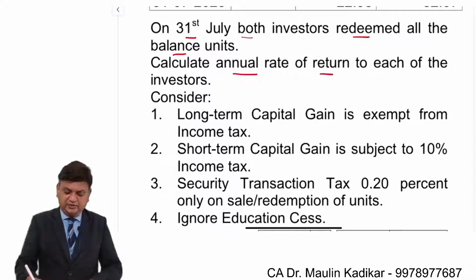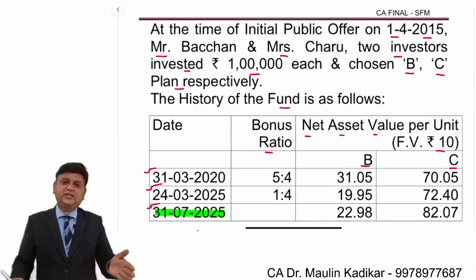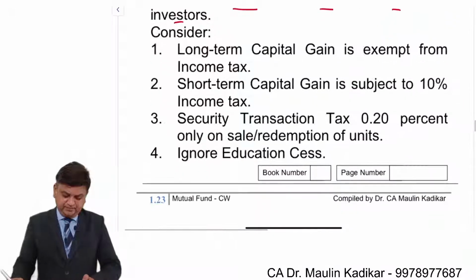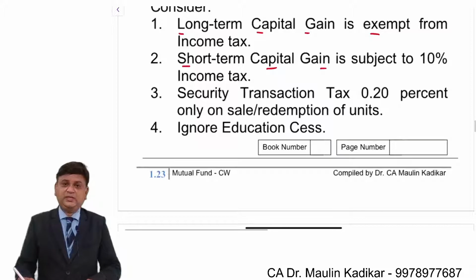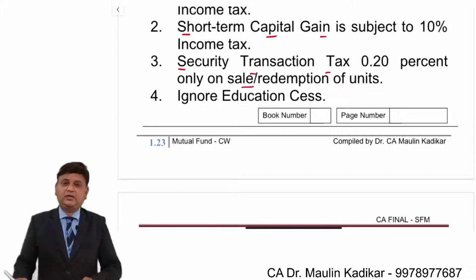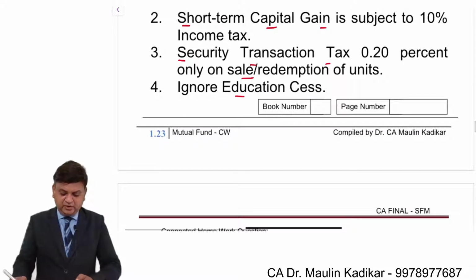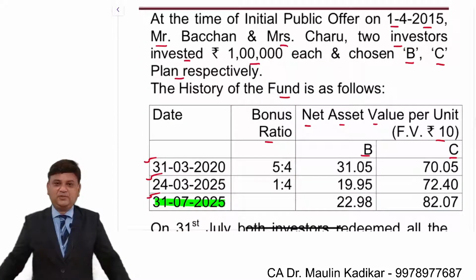Calculate annual rate of return to each of the investor. Means we are required to compute the annualized rate of return for Mr. Bacchan and for Mrs. Charu. Considering that long-term capital gain is exempt, short-term capital gain is subject to 10% of income tax. Security transaction tax is 0.2% only on sale or redemption of the units, and you have to ignore education cess, that is the information. I request all of you to go through the information of the question, please.